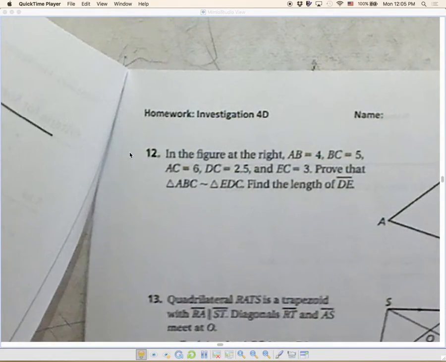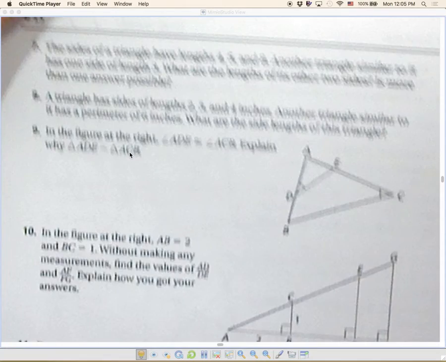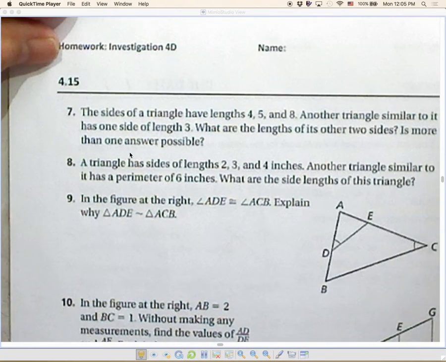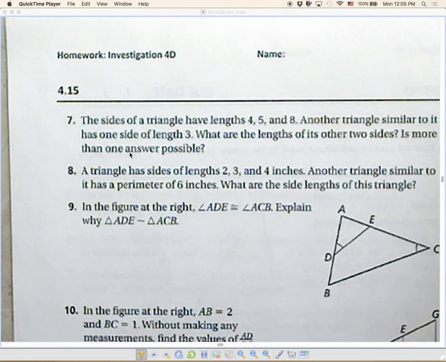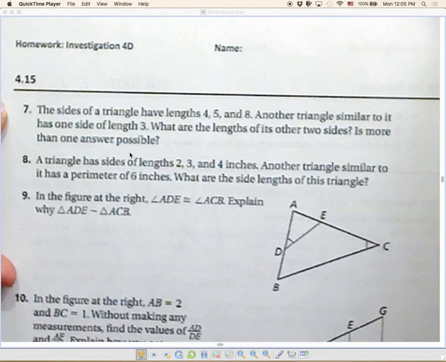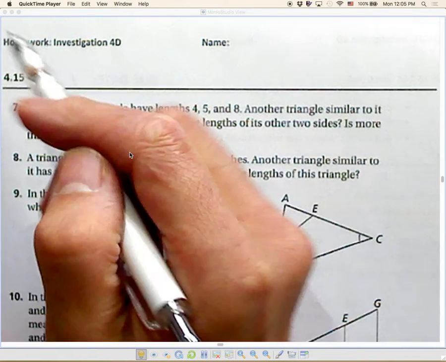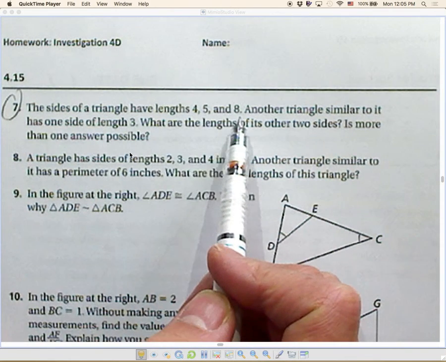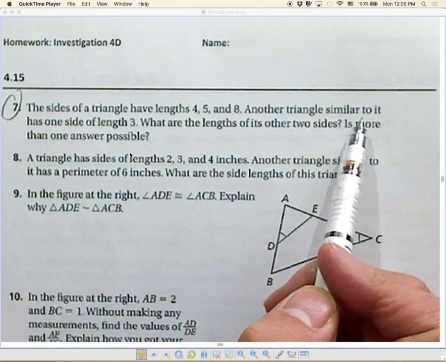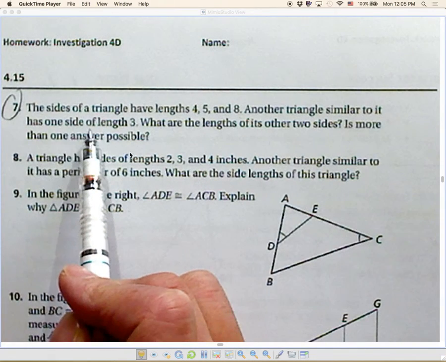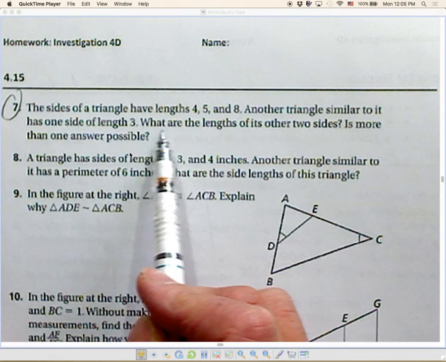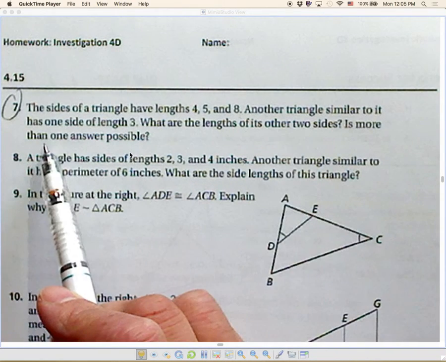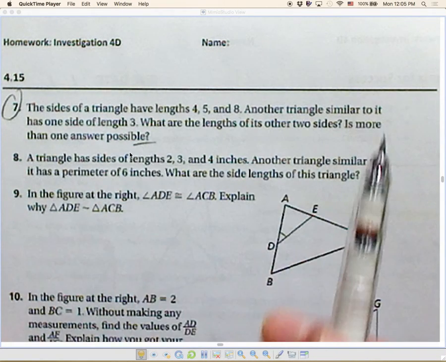Let's move on to number 7. The sides of a triangle have lengths 4, 5, and 8. Another triangle similar to it has one side of length 3. What are the lengths of its other two sides? Is more than one answer possible? So let's look at it.